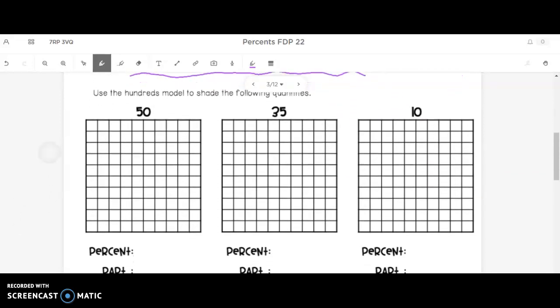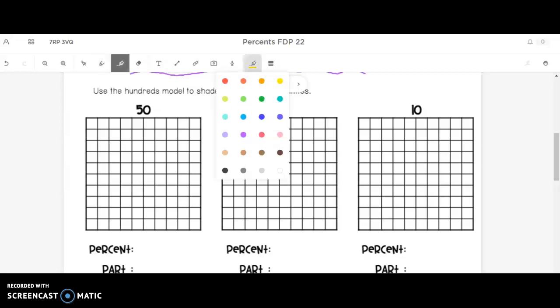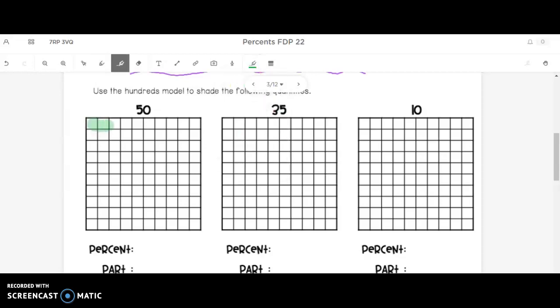So in this part, they gave us a number to shade out of this hundreds chart, and we're going to go ahead and shade 50 on this first one. So I'm going to go over 1, 2, 3, 4, 5. I'm going to shade that in. And we're also going to shade this one 35, so 5, 10, 20, 30. Got that, and then 5 more. 1, 2, 3, 4, 5. This last one is 10. All right, so that is the percent being modeled using a hundreds grid.